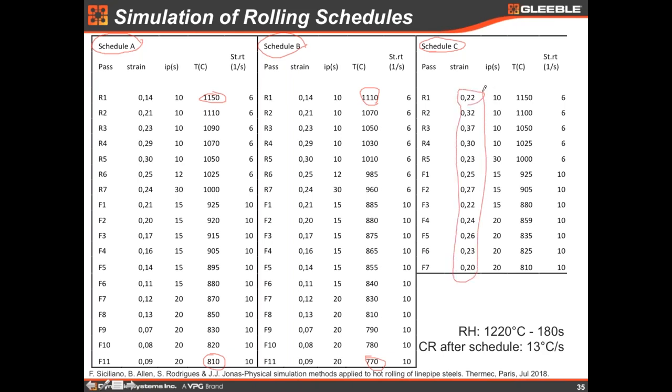So you end up having fewer passes and you keep the same temperature range as in the standard schedule. I use the reheating temperature of 1220 for 180 seconds. This is a torsion specimen, a small specimen, so 180 seconds is reasonable. And the cooling rate applied was 13 degrees per second for all three torsion simulations.